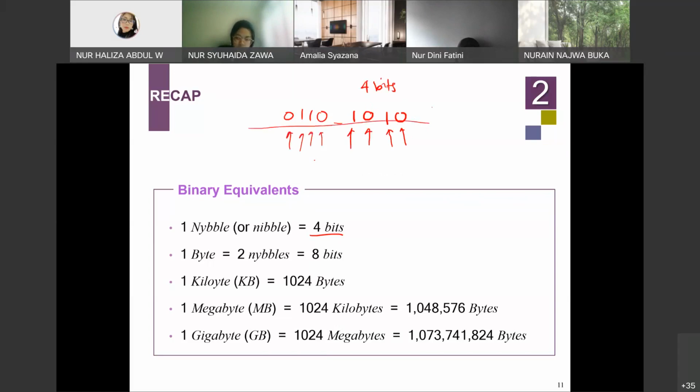Normally, we have this number. We call it 1 byte. 1 nibble has 4 bits. 1 byte has 8 bits, and it's also equal to 2 nibbles.